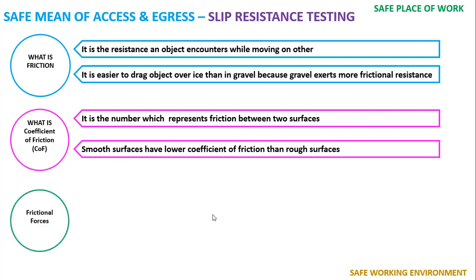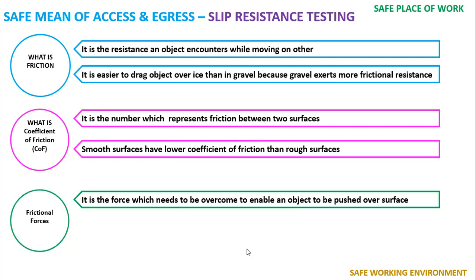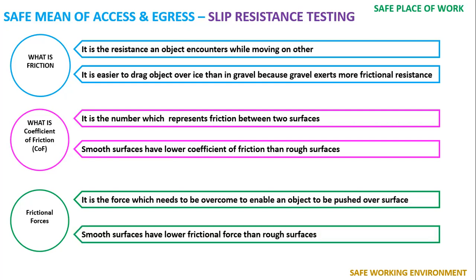Now, what do we mean by the frictional force? It is the force which needs to be overcome to enable an object to be pushed over a surface. So the smooth surface has lower frictional force than the rough surface. We will now see, through a diagram, how to understand all these topics.